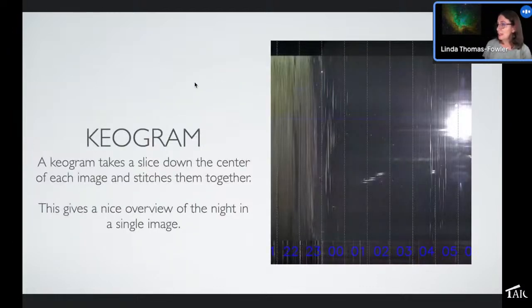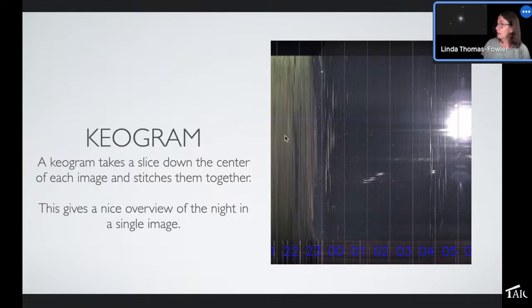So I mentioned keograms, and they're kind of a cool way to look at the night in a single view. What it is, you take a slice down the center of the image and then take all of the images from the night and stitch those center slices together. So you get a slice here and here and here from every bit through the night, and you stitch them all together.